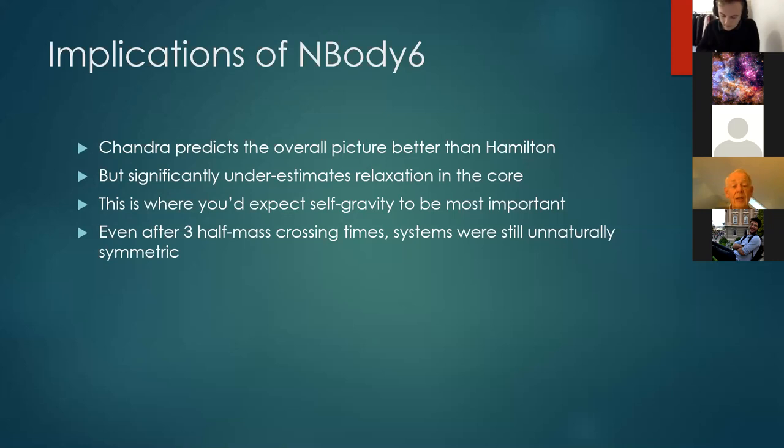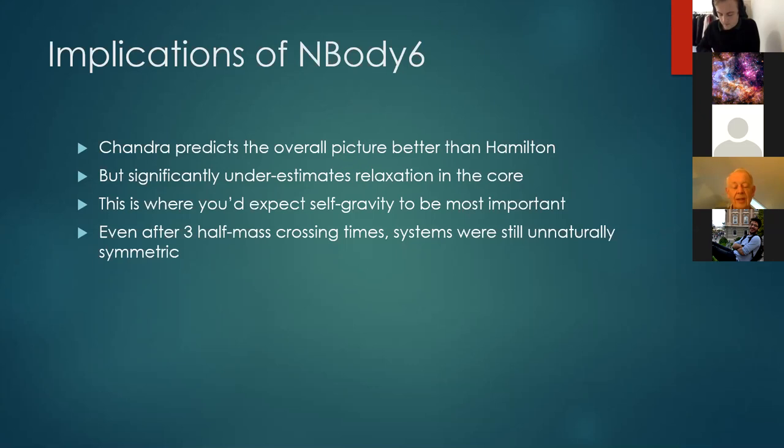And a significant point for me is that even after three half-mass crossing times, Jun's simulations were unnaturally symmetric. When you start an n-body simulation by sampling a mean field model, an analytic model, you set it up with a degree of symmetry which actually is unrealistic. Because when you let it go, self-gravity will allow little overdensities to appear in the middle to move with respect to the outside.